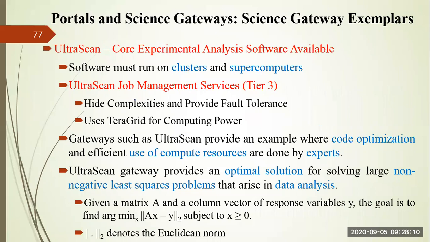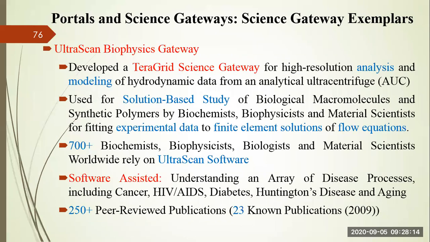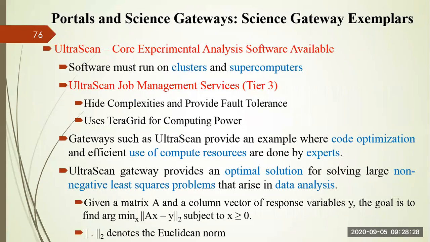So you can do any experimental analysis. Like I told you, you can collect the data of cancer patients, HIV/AIDS patients, diabetes patients, aging or Huntington's disease and so on. You can collect the data and these data can be processed, right? So this core experimental analysis software is available. This Ultrascan software is available. By using this software, you can do the high resolution analysis.